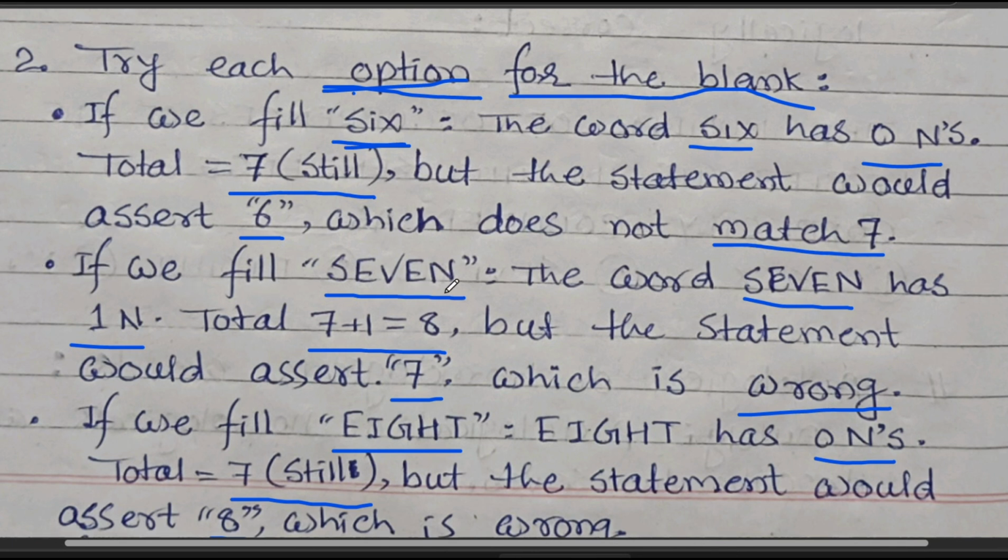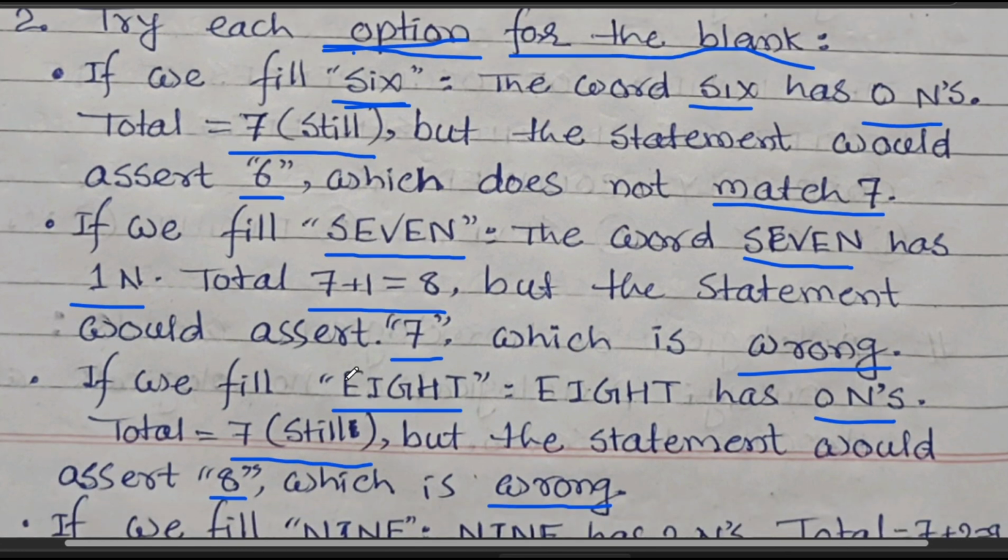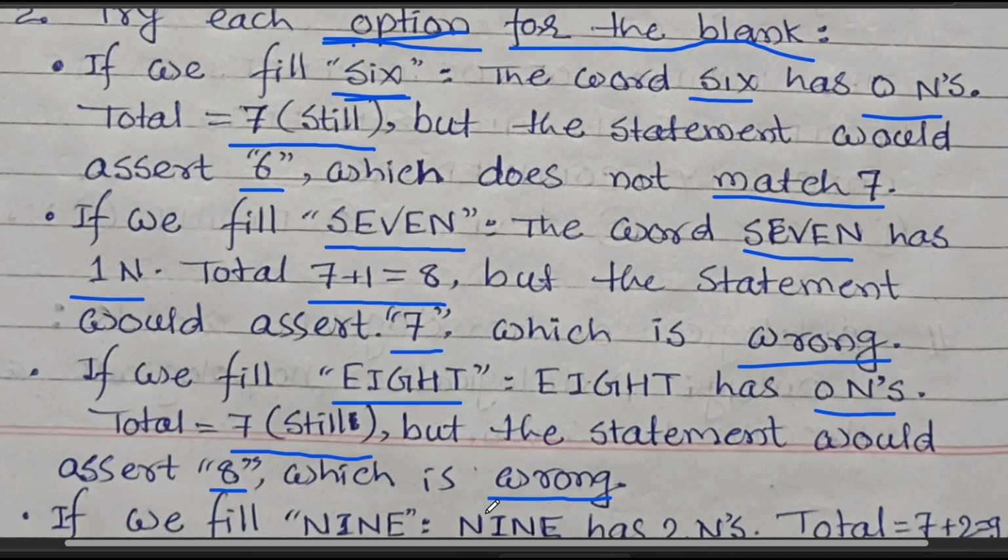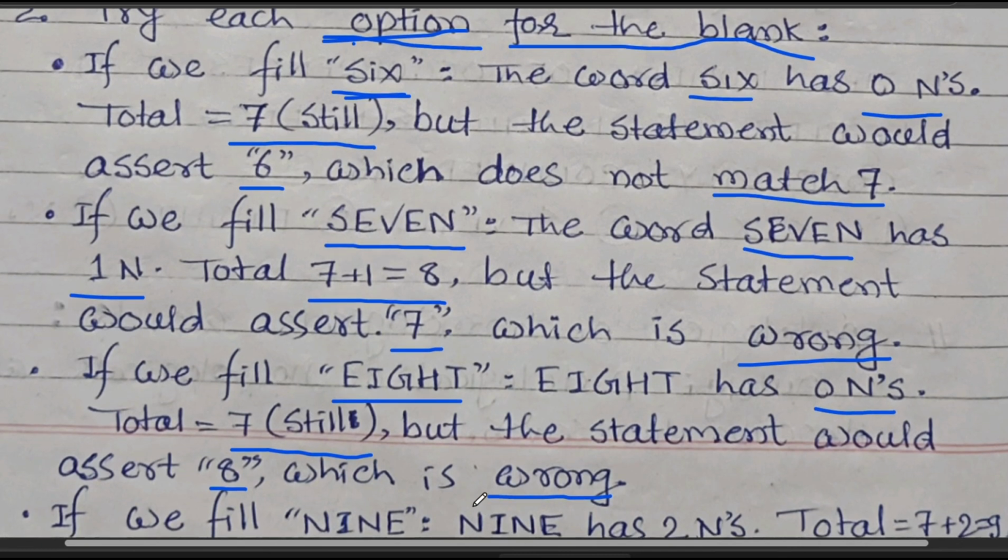If we fill 7, the word "seven" has 1 N. So the total will become 7 plus 1, which is 8. So if you fill 7, the sentence does not define itself properly. The statement would assert 7, which is wrong. If we fill 8, the word "eight" has 0 N, so the total is still 7. But the statement would assert 8, which is wrong. The statement says 8, but you have a total of 7 N's. So that is also incorrect.